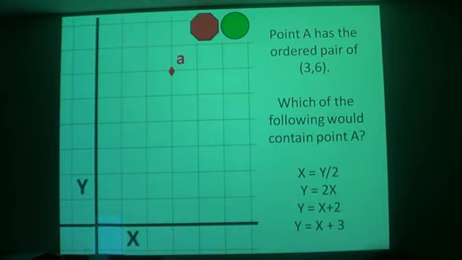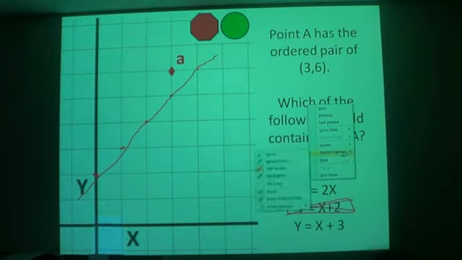So we come over here, and our slope is 1. So we go over 1, up 1. Over 1, up 1. Over 1, up 1. And so you see, A does not fall on the line y equals x plus 2. So it does not work.